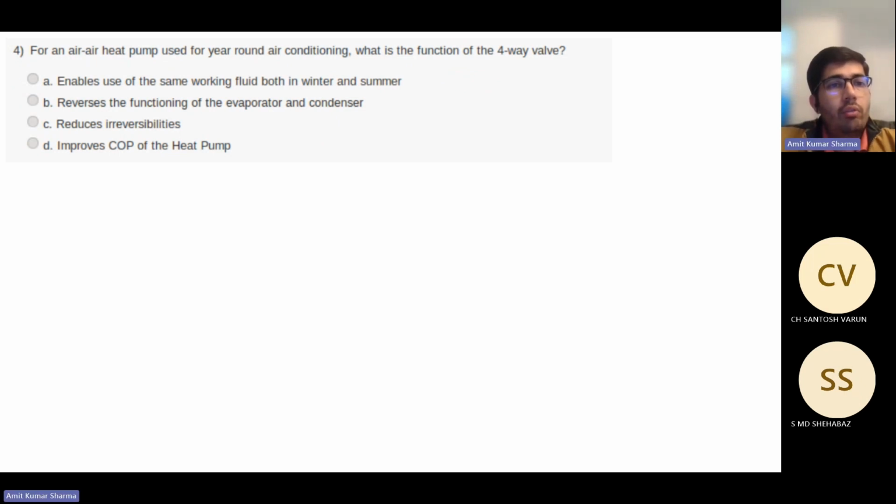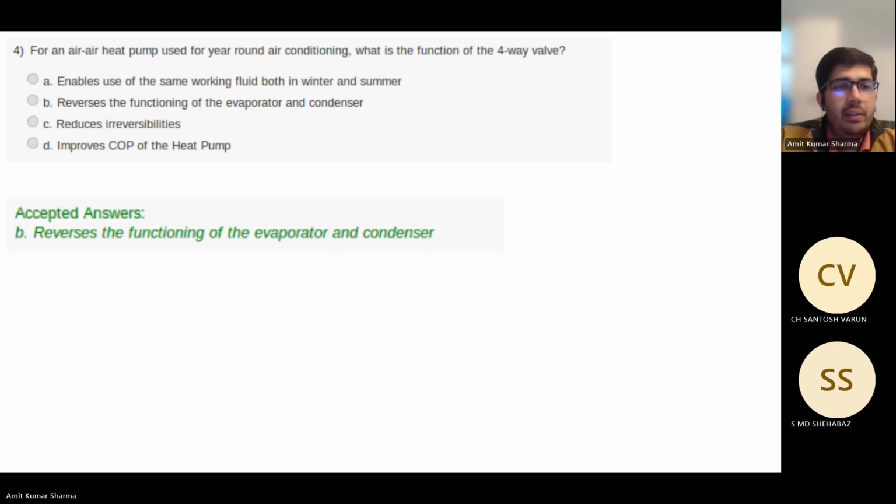So next question. For an air heat pump used for air conditioning, what is the function of the four-way valve? I think we have already covered this question. So the correct answer will be B: reverse the functioning of the evaporator and condenser.